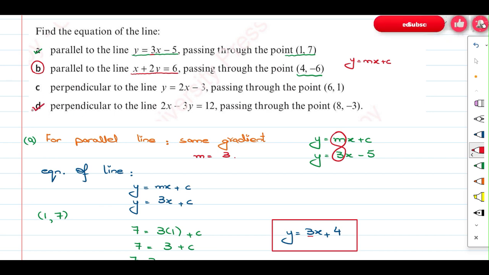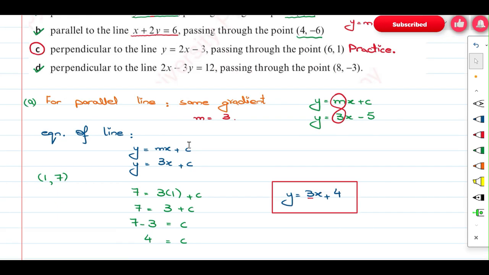I'm going to do part D, and we have done part B as well. Now part C, I'm going to assign to you as practice. You have to practice this question the same way I'm going to do part D, because D is complicated. One more step we have to do before figuring out the gradient. We need to convert it into slope-intercept form, and then figure out the gradient. Now, 2x minus 3y equals 12.